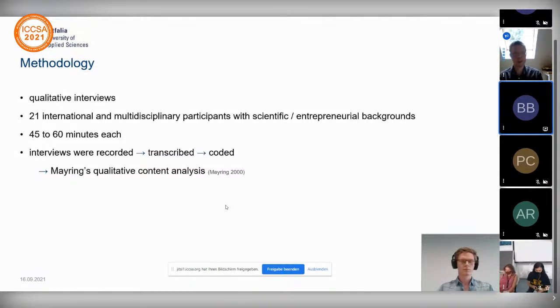And with that being said, from a methodological perspective, our study was based on qualitative interviews with 22 international and multidisciplinary participants with scientific and entrepreneurial backgrounds. The interviews lasted 45 to 60 minutes each and were recorded, transcribed, and then coded making use of Mayring's qualitative content analysis.